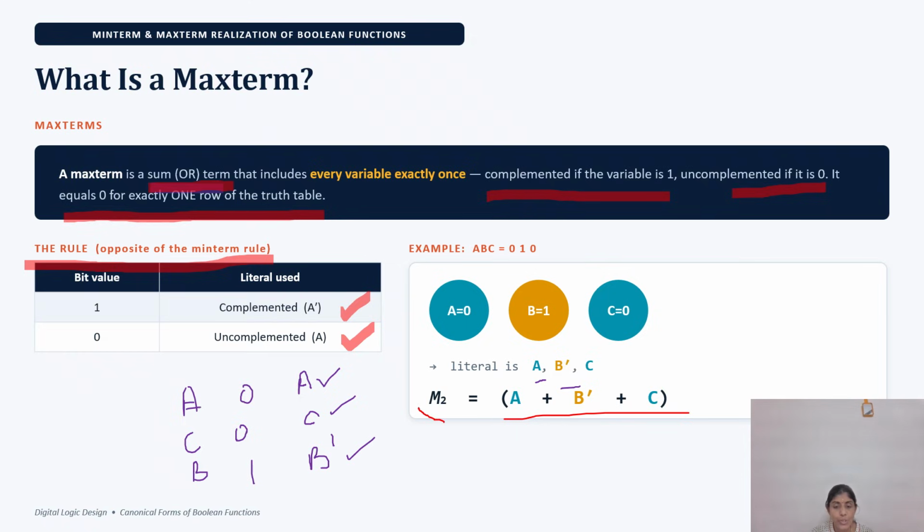Next, what you have to remember here? The notation. There you used a small m, but here you have to use a capital M. Next, what is this value? 421 code, the value which is 2. That's why here I have written it as M2. This is your Maxterm representation.